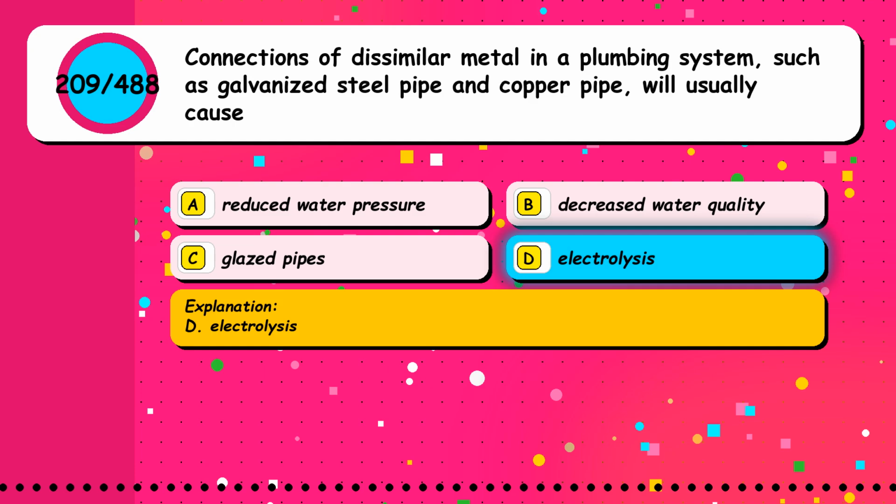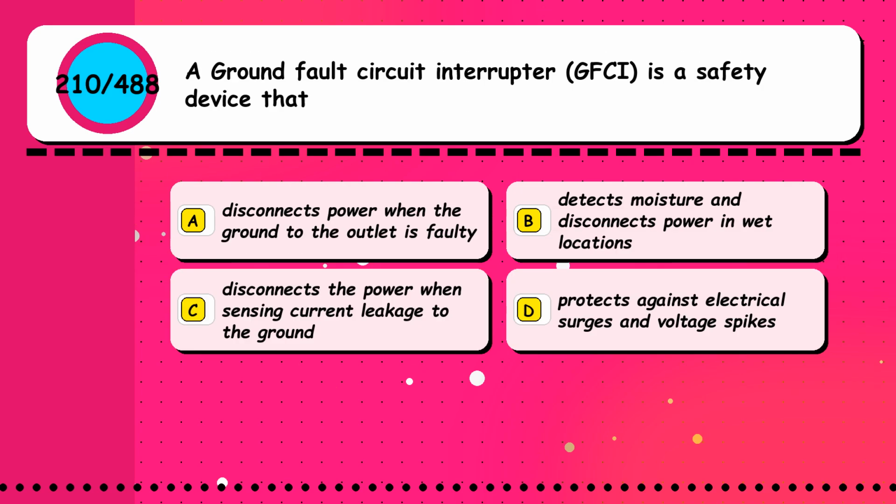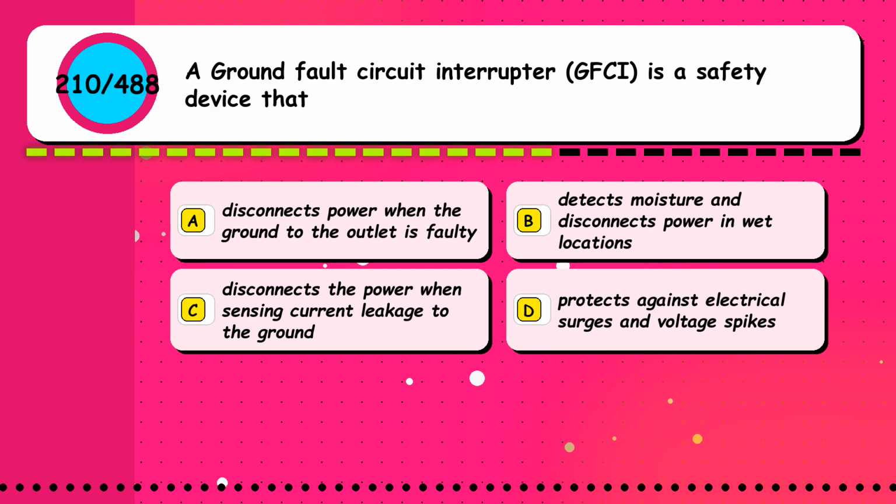Question 210. A ground fault circuit interrupter, GFCI, is a safety device that option A, disconnects power when the ground to the outlet is faulty. Option B, detects moisture and disconnects power in wet locations. Option C, disconnects the power when sensing current leakage to the ground. Option D, protects against electrical surges and voltage spikes.